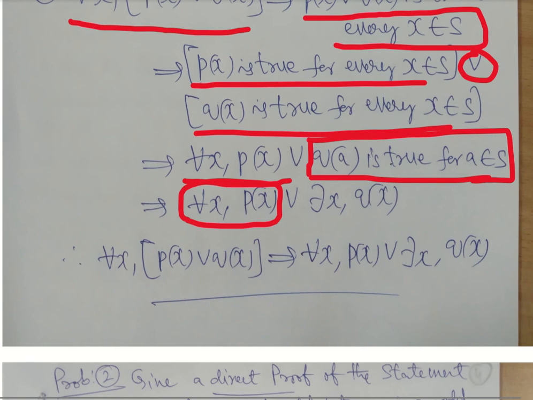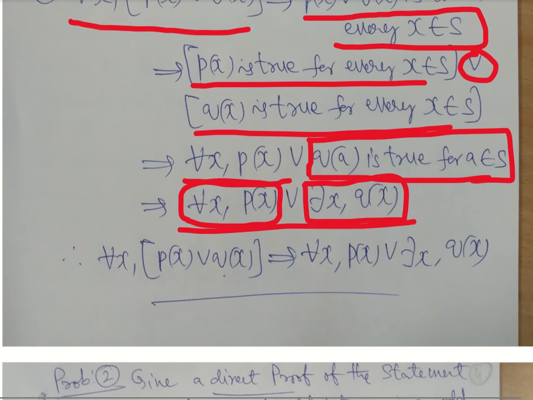We have proved there that for all P of x, we have x equal to a is true. Similarly here, for all Q of x, I can say Q of a is true for a belonging to S. Just as we did in the previous problem, we are using the same here. So when I say this is true, I can say that there exists x for which Q of x is true. So which we have proved now.